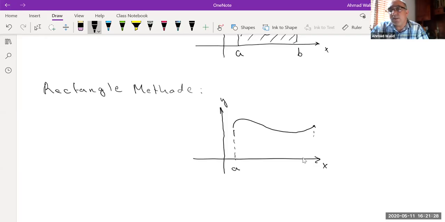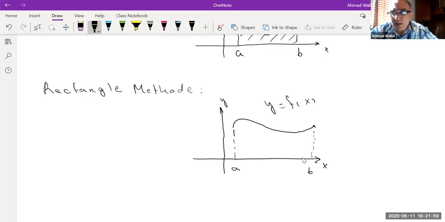Closed interval means you take a part of your function, and you know this value of A and this value of B. And this is a function y equals f of x, any function, I don't know which function. This curve is a function for me. You can find, or even I should say you can estimate, the area under this curve by using the rectangle method.